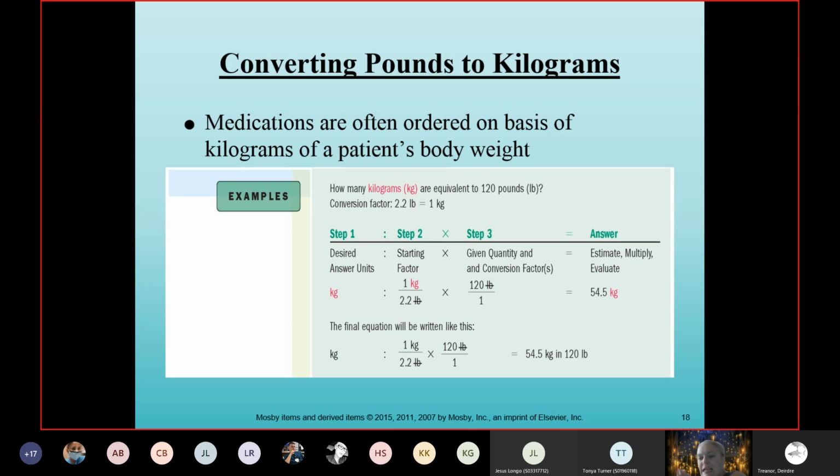Good job, Shanae. Yep, it's 77.3 or 77.272727. Anyways, so yes, it would be 77.3.